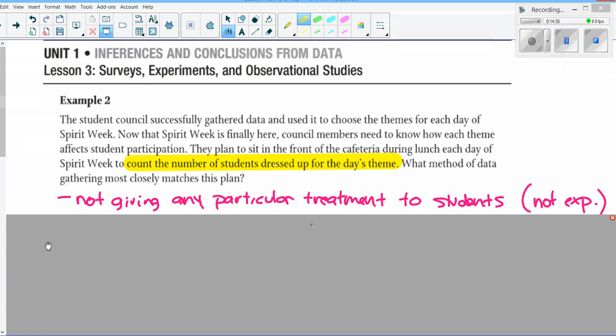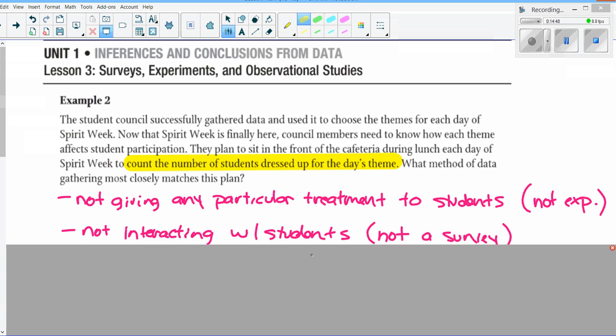I made some notes here that I would write down if I were you, just to kind of point out why it's not certain things. Okay, so nowhere in there did they say they were giving any particular treatment to students, so it's not an experiment. Okay, so that's what that means. Nowhere in here did they say that they would be interacting with students. Okay, so they're not interacting.